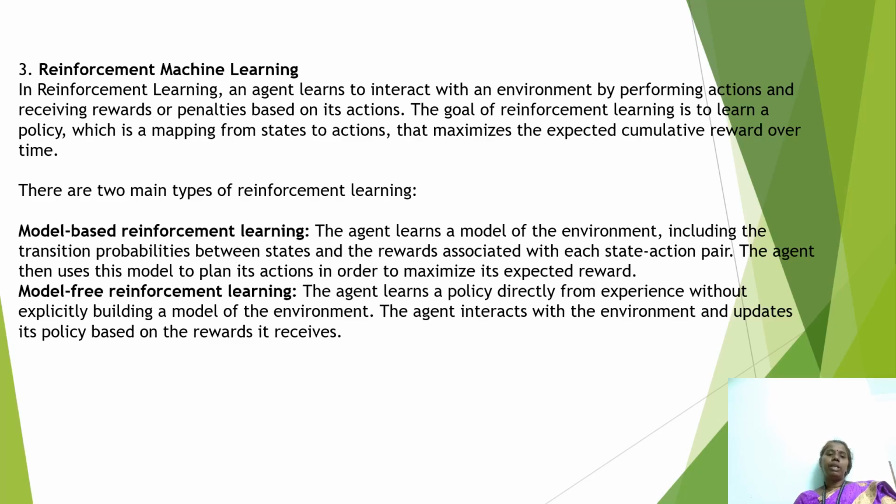So there are two main types of reinforcement learning. First one, model-based reinforcement learning. Model-based means the agent learns a model of the environment, including the transition probabilities between states and the rewards associated with each state-action pair. The agent then uses the model to plan its actions in order to maximize its expected reward.